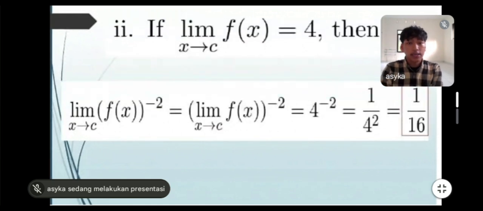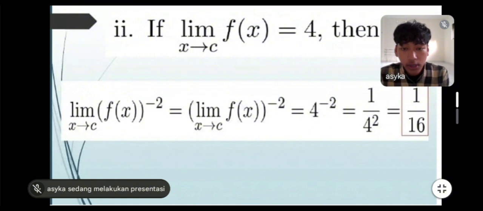And the other example, if the limit as x approaches c of f(x) equals 4, then the limit as x approaches c of f(x) to the power of minus 2 equals the limit of f(x), to the power of minus 2, equals 4 to the power of minus 2, equals 1 over 4 squared, equals 1 over 16.